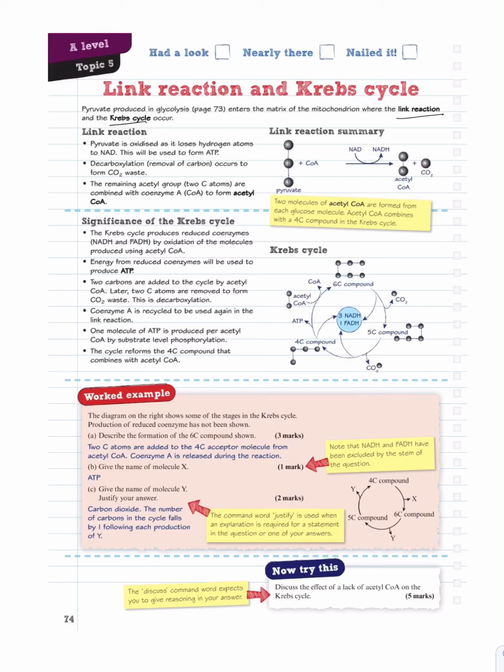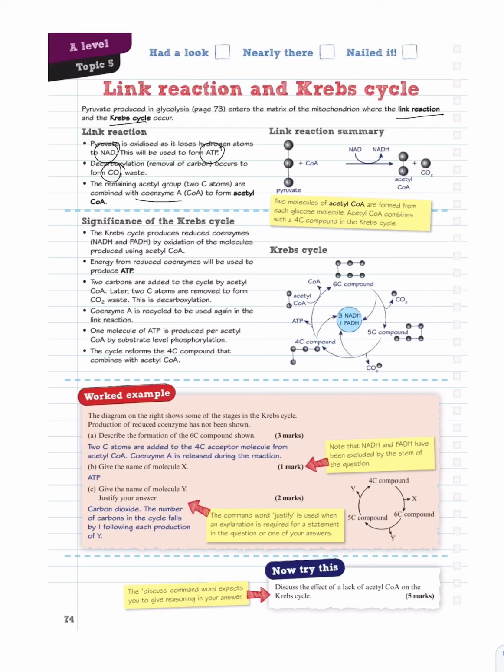Here, pyruvate is oxidized as it loses hydrogen atoms to NAD, and so the NAD will be reduced to NADH, and here we will form ATP. Then decarboxylation occurs and we'll have the removal of carbon, and so we'll have CO2 as a waste product. So the remaining will have an acetyl group because we have only 2 carbon atoms left, and then it will be combined with a coenzyme A to form acetyl-CoA.